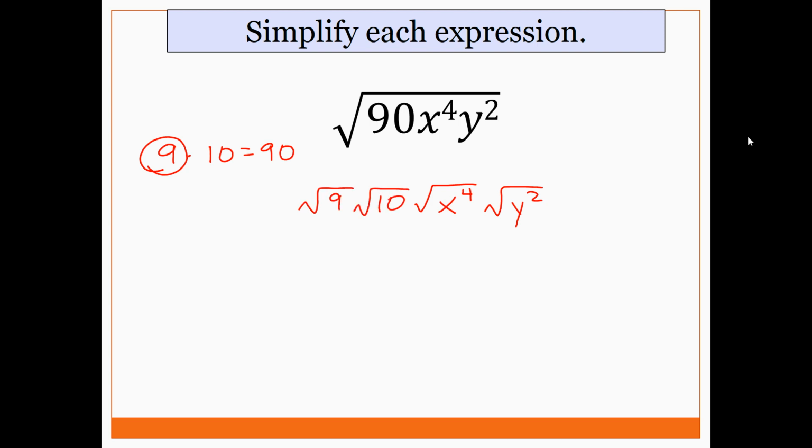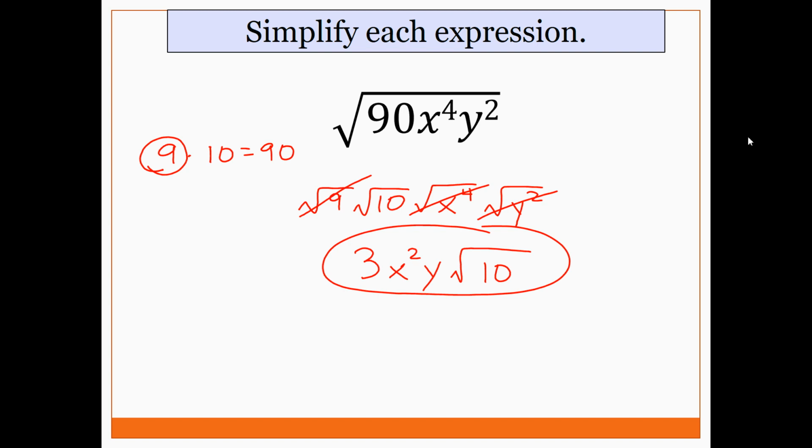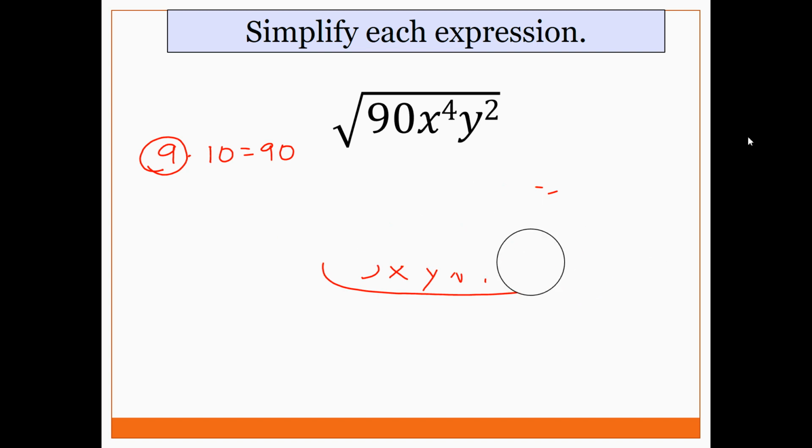Now let's take the square root of all of those that are perfect squares. The square root of 9 is 3. The square root of x to the 4th, you half the exponent. The square root of y squared, half the exponent, so that would be a 1. 10 is not a perfect square, so we're going to leave that underneath the radical sign and say our simplified answer is 3x squared y root 10.